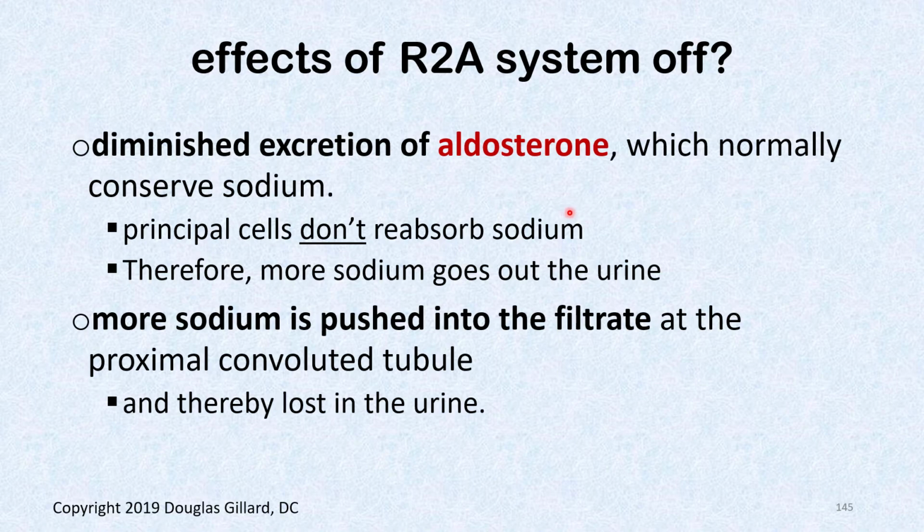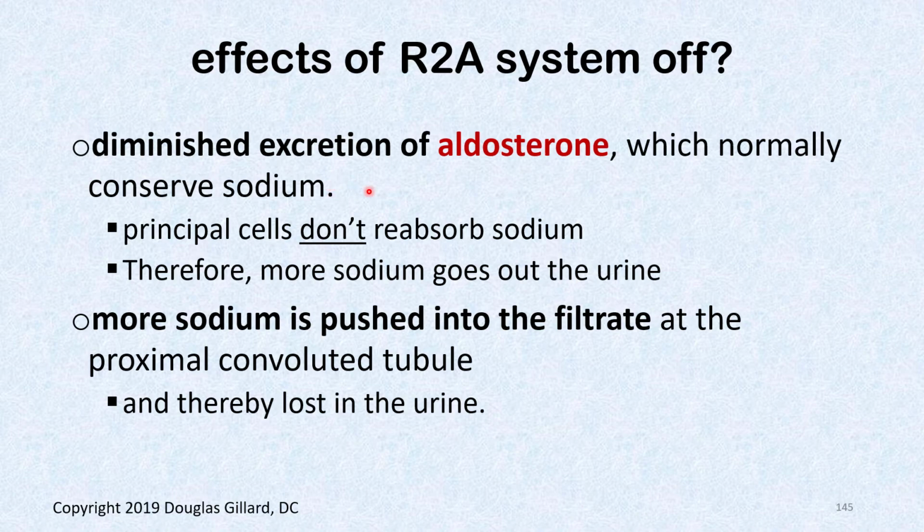And the bottom line of the effect of the RAA system: if you turn it off, there goes your aldosterone secretion. Well, if you don't secrete aldosterone, you can't reabsorb sodium. So any sodium in the filtrate, it's certainly not going to take sodium out of the urine, because now we've got to get sodium in the urine. That's how we get it out, right? We have to pee it out. So that mechanism is shut off.